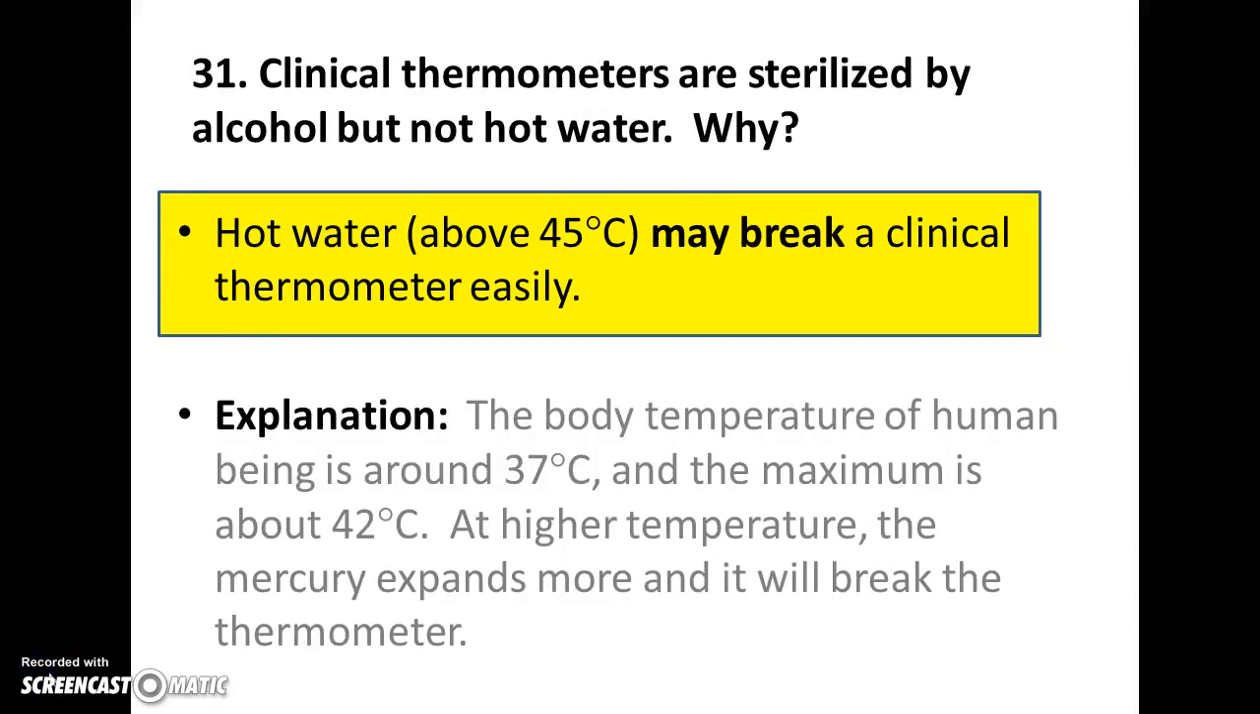Question 31. Clinical thermometers are sterilized by alcohol, but not hot water. Why? Because hot water is usually too hot. It may break a clinical thermometer easily. A clinical thermometer is designed to measure temperature around normal human body temperature, 37 degrees Celsius. Any temperature higher than 42 may be too high for a clinical thermometer. It cannot withstand that high temperature and it will break easily.